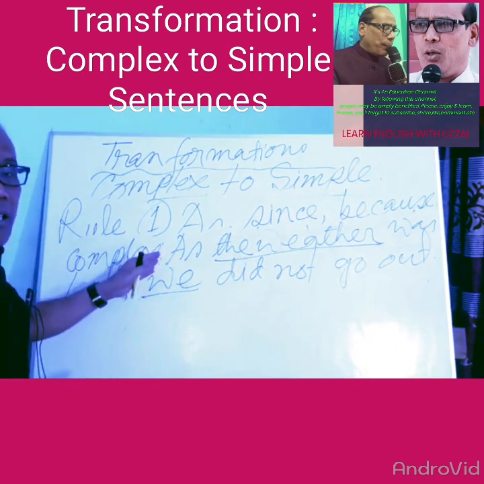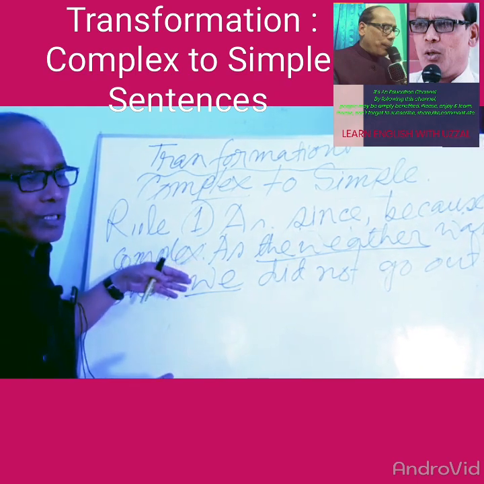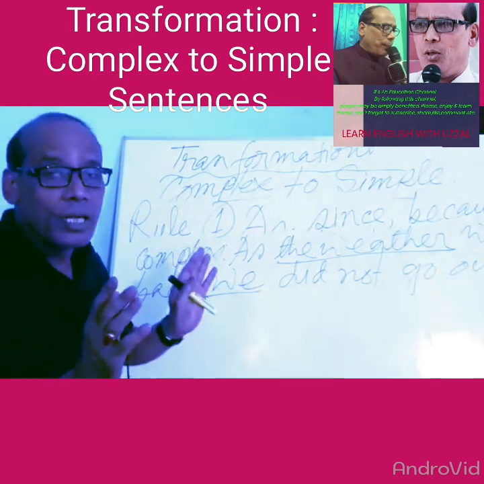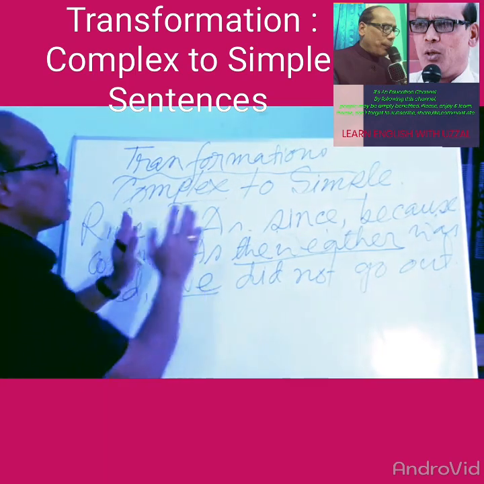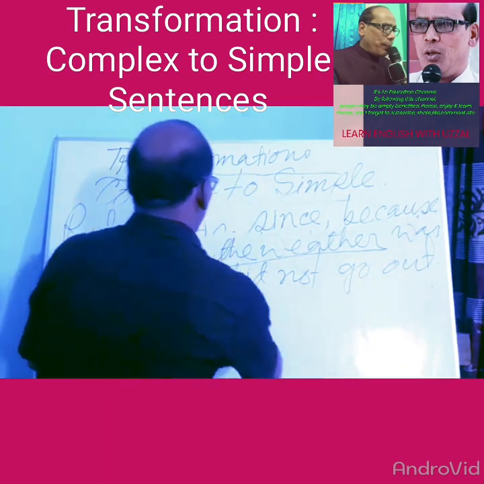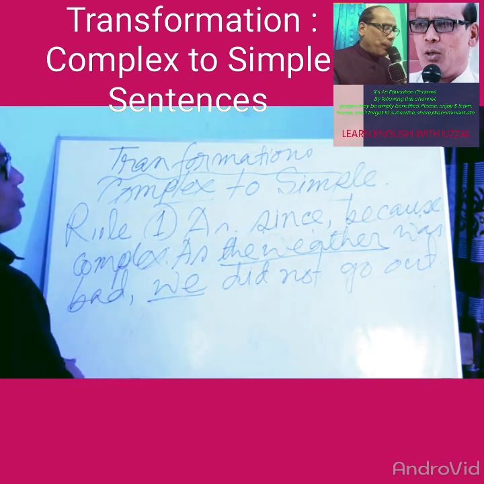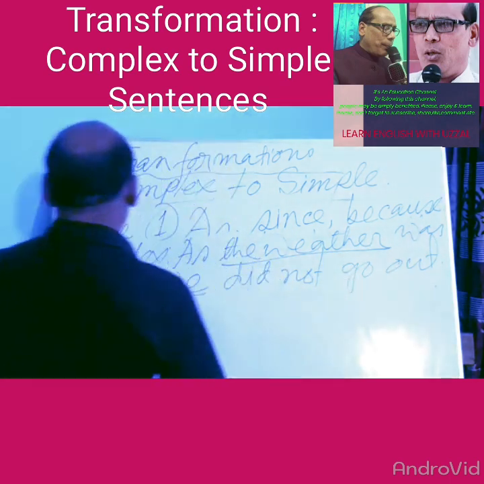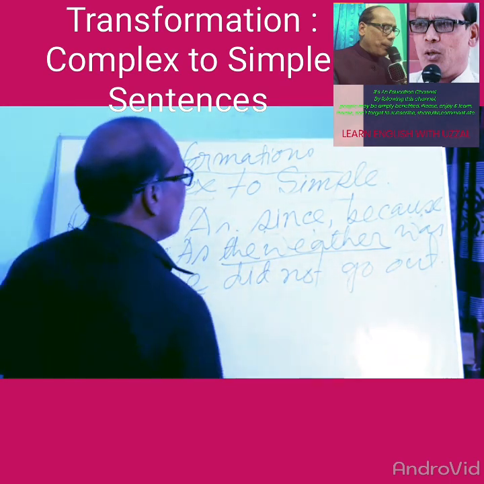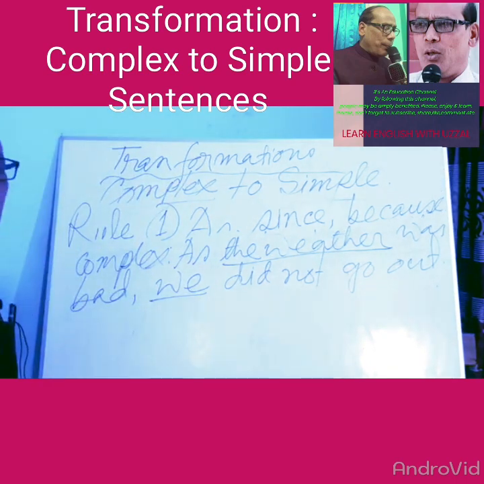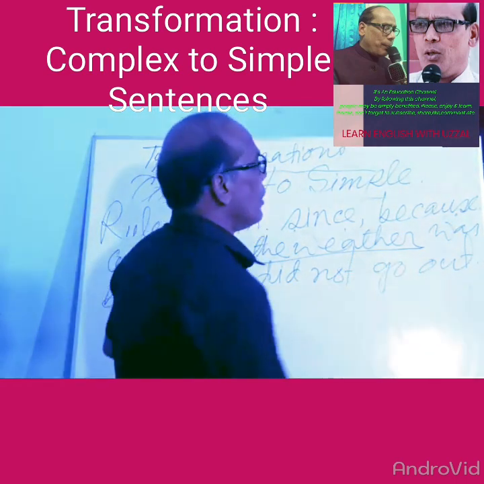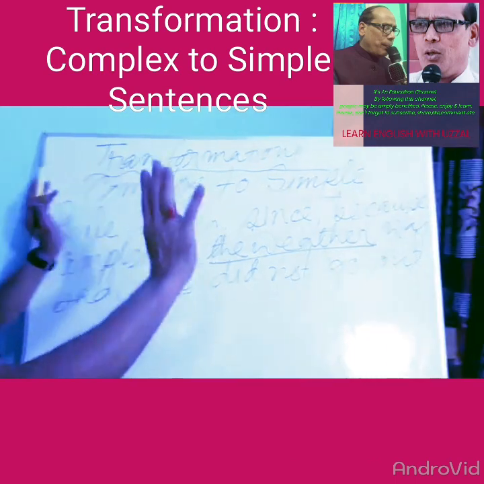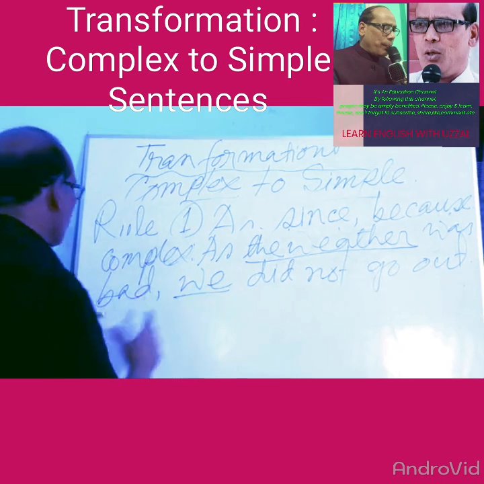As there are two different subjects, we cannot omit the subject. The subject will remain unsensed, but the verb will be sensed. The verb of the subordinate clause must be sensed. Here you see, as the weather was bad. It is very much easy. When you see such type of complex sentence, for the to be verb, you will use only being, and other words will remain the same.